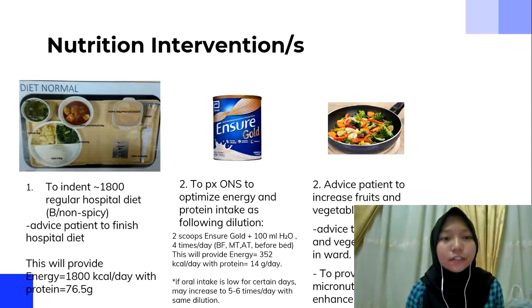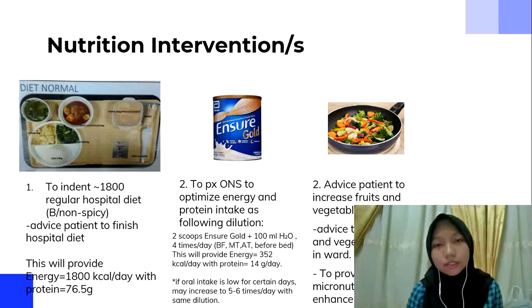And for the nutrition intervention, first I will indent the patient with 1800 regular hospital diet, non-spicy, and advise the patient to finish the hospital diet. And this will provide the patient with 1800 kcal with 76.5 gram protein per day. And second, to optimize the patient energy and protein intake, I prescribe the patient ONS as a dilution, 2 scoops of Ensure Gold with 100 ml H2O 4 times per day at breakfast, morning tea, afternoon tea, and before bed. And this will provide energy of 352 kcal per day with protein 14 gram per day.